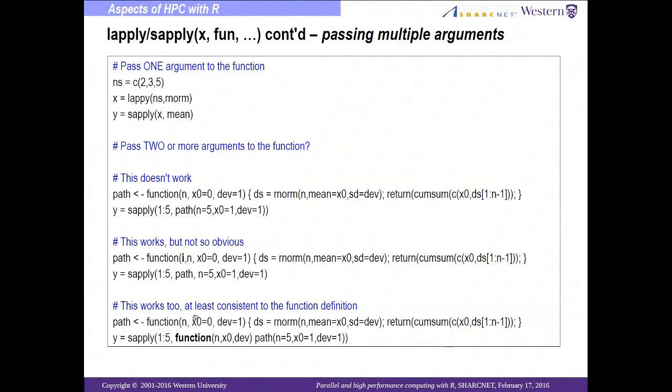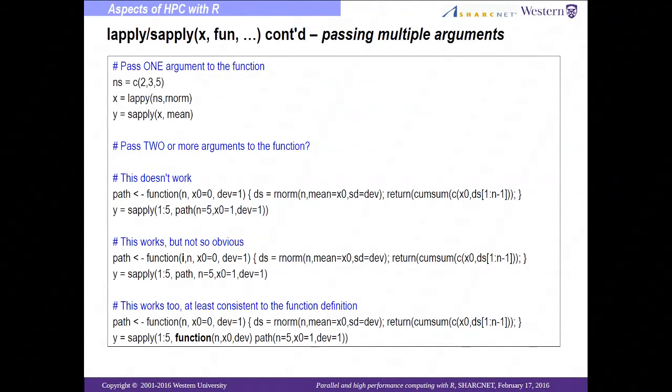I show the three examples here. The first one, I said it doesn't work. In this case, I call the function sapply, and I simply put my call to my function path, which takes the three arguments. Now this call will fail. This doesn't work.